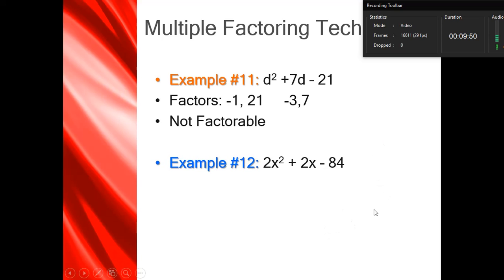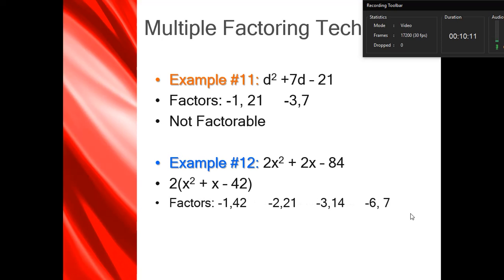For number 12, pull out the GCF. And we want to write down what is left behind. This trinomial we're going to go ahead and make lists of factors that multiply to negative 42 and that also add up to 1. If you think you can do this factoring without a list, you're welcome to try it. Make sure you have the correct signs. One is negative, one is positive.